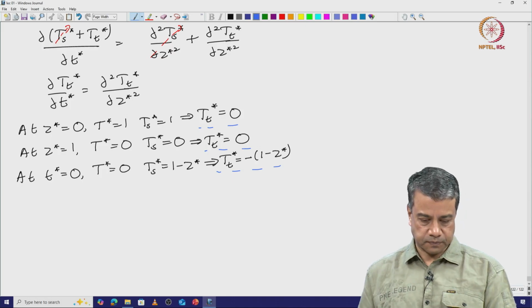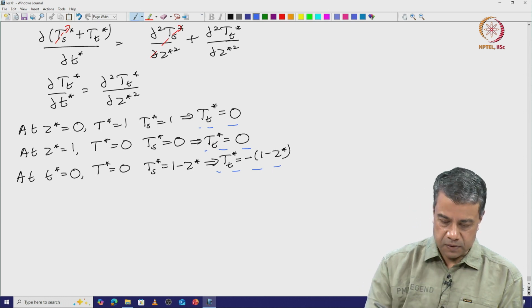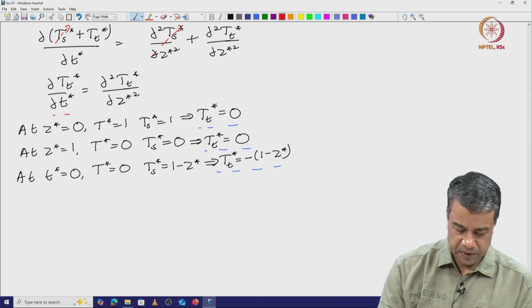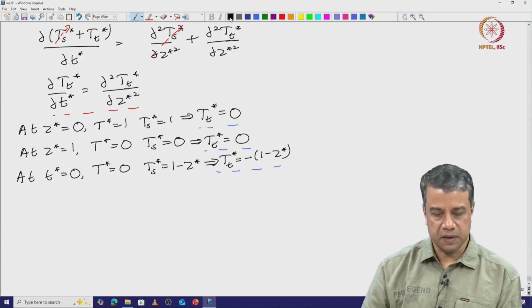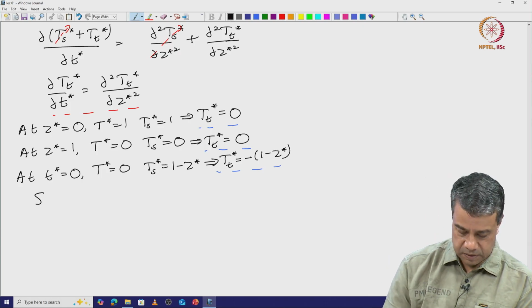Okay. So, how do we solve this equation? We use a method called separation of variables.